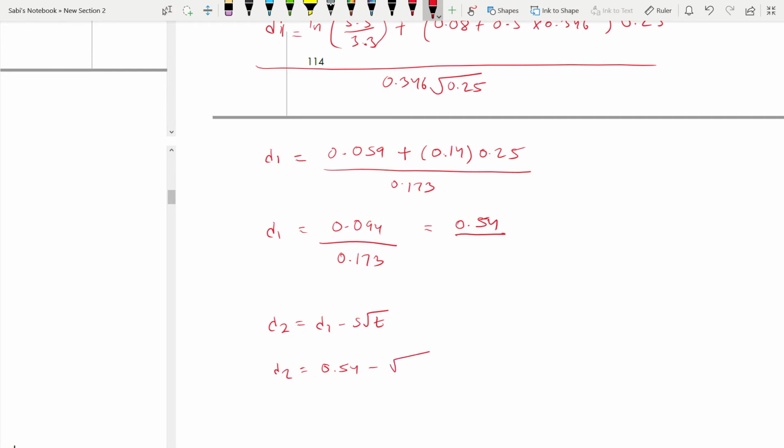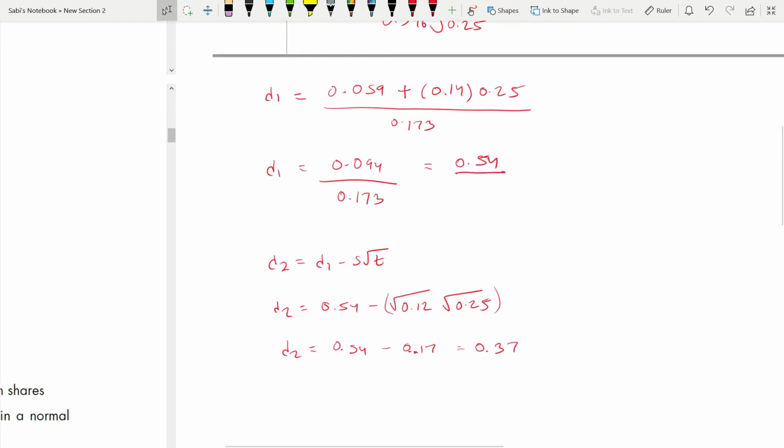So the standard deviation was square root of 0.12 and time is 0.25. Multiply both. Because s is square root of 0.12 only, I'm taking it as it is. I'm not taking the rounded figure, to get a more accurate D2. So now my D2 will be 0.54 minus 0.17, which will be equal to 0.37, right? So this was my first step.